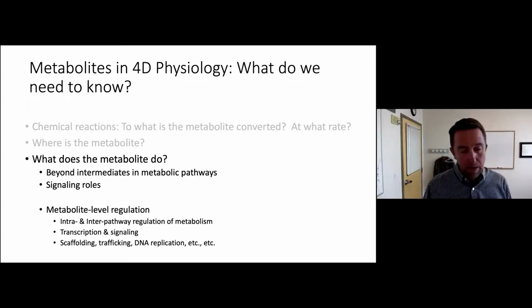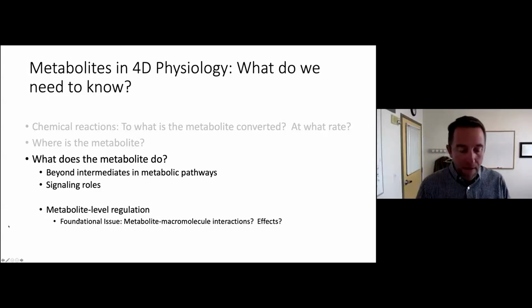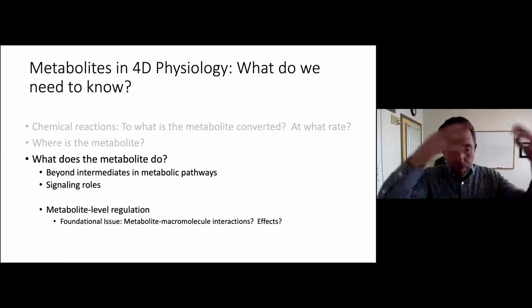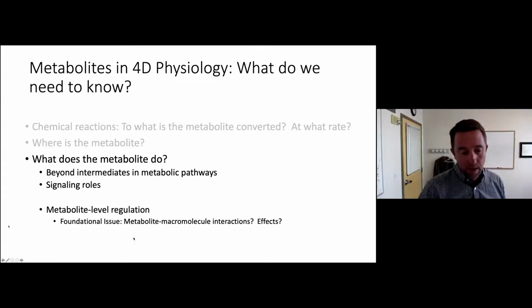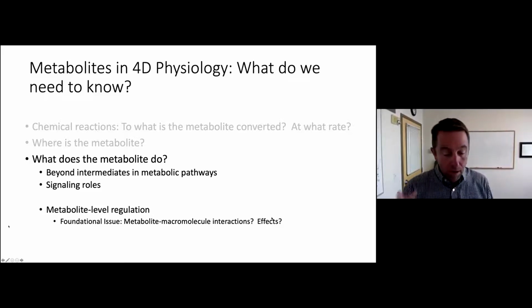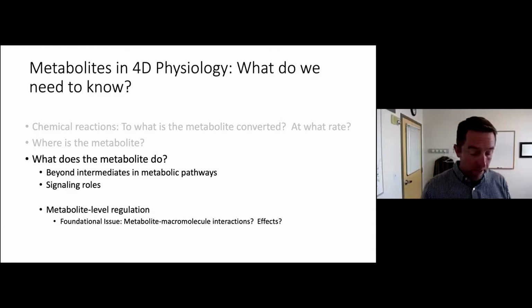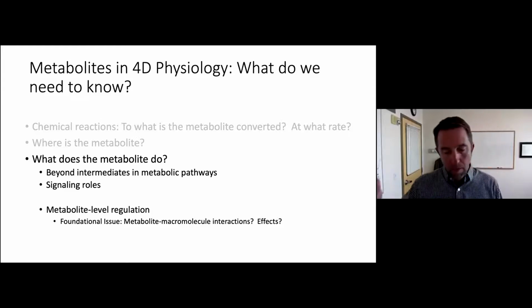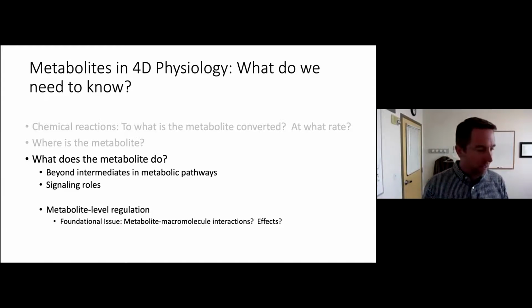So I think one of our foundational issues that we need to understand biochemically, before we can put it into the context of organismal or even cellular physiology, are the metabolite and macromolecule interactions. What are they, and what are the effects that those have on those macromolecules, and then eventually on the biochemical pathways and cellular physiology that we all care a lot about.